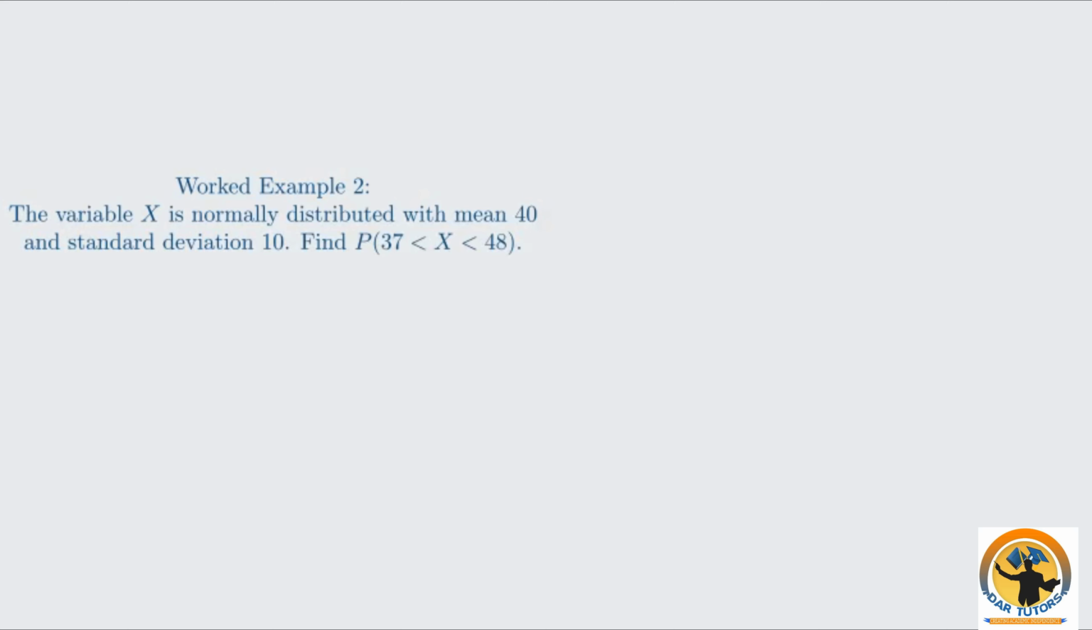The variable x is normally distributed with a mean of 40 and a standard deviation of 10. We want to find the probability that x is between 37 and 48. First, as good practice, we can sketch the area we're looking for under the curve. Here we see the mean at 40, and we want the area between 37 and 48. This shading is crucial for visualizing the problem.